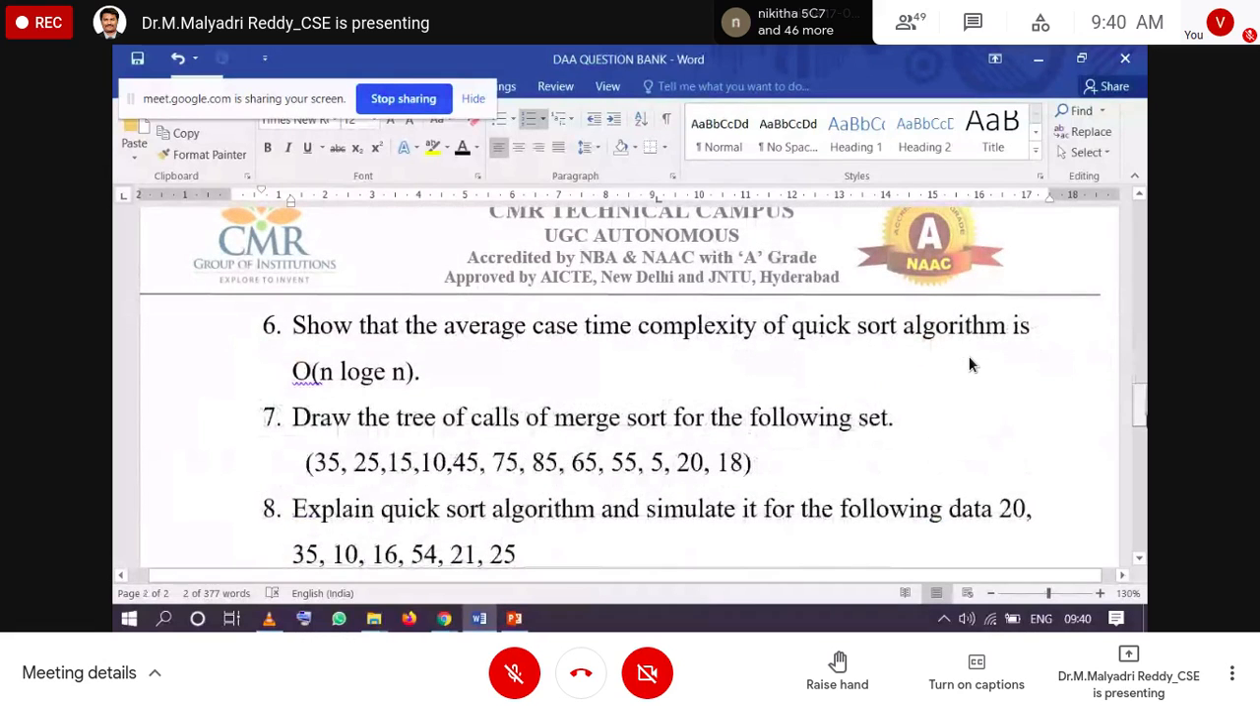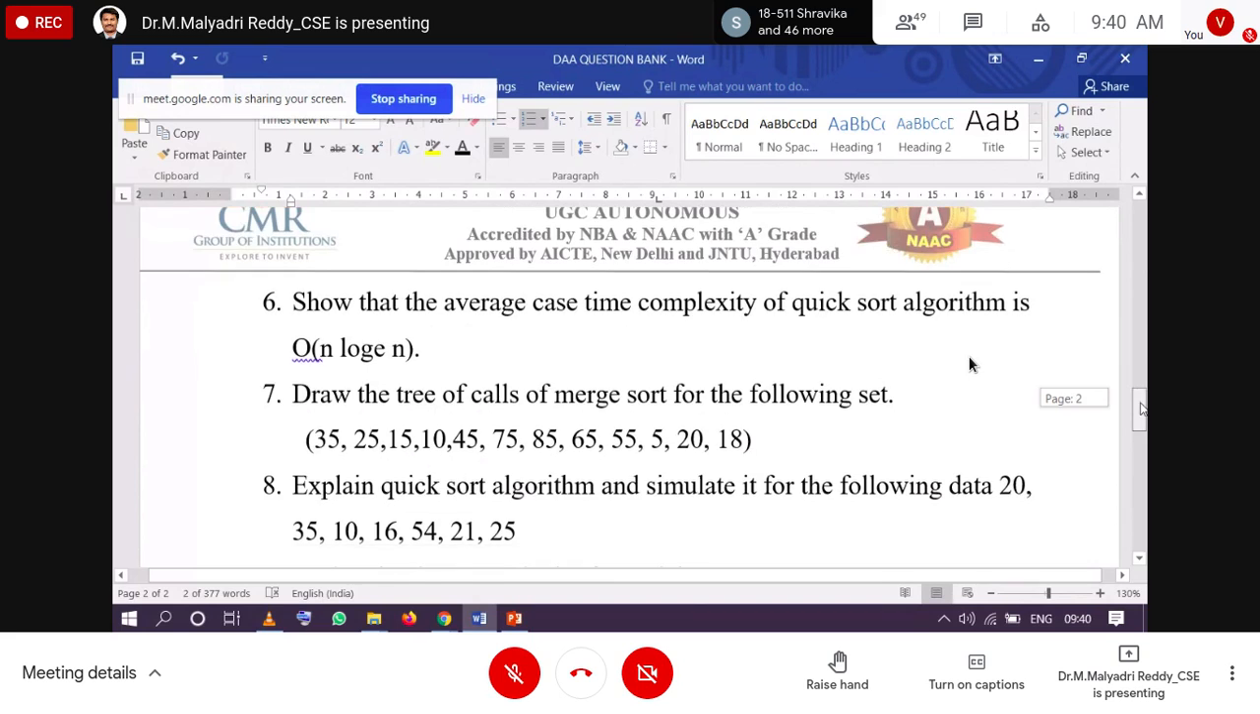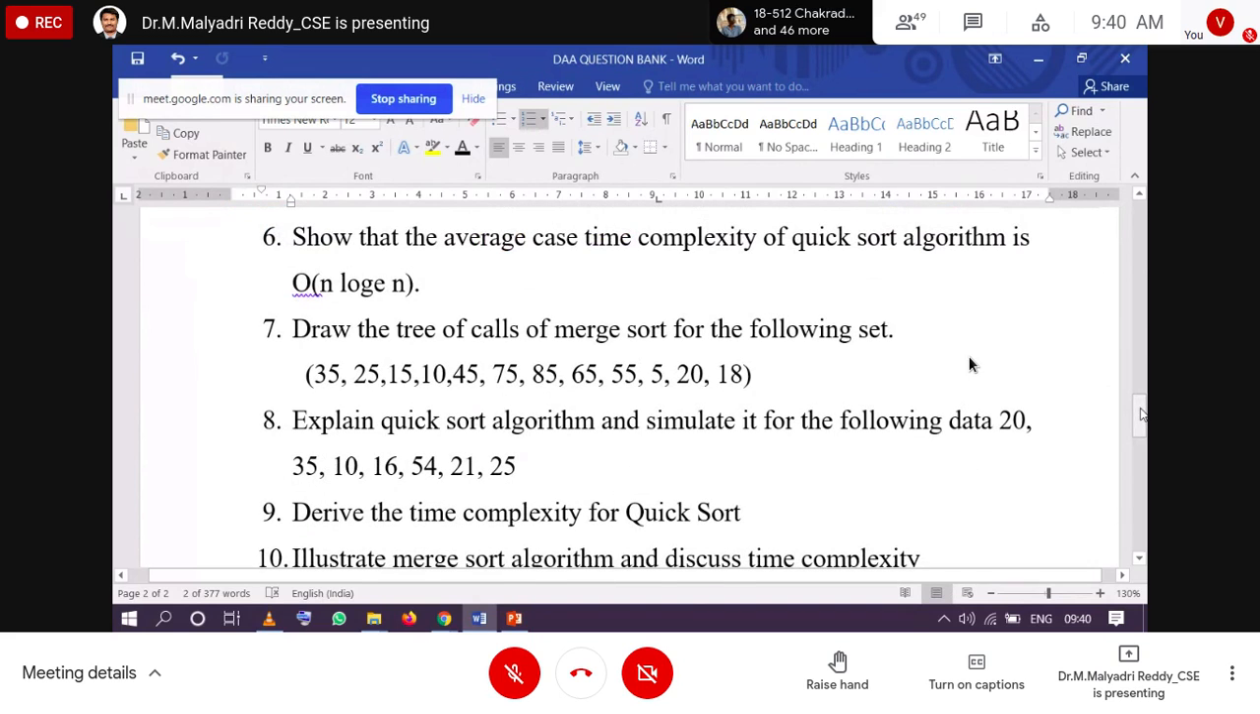Sixth one: show the average case time complexity of the quicksort algorithm is n log n. So you need to derive the complexity for quicksort, and automatically you will get n log n. Draw the tree of calls for merge sort for the following set. By using these numbers, we need to represent merge sort. That means first we take one box, then it is divided into two problems, left box, right box, like this, divide and divide. That one will be explained in our material. Same for quicksort also. There is a time complexity for quicksort.